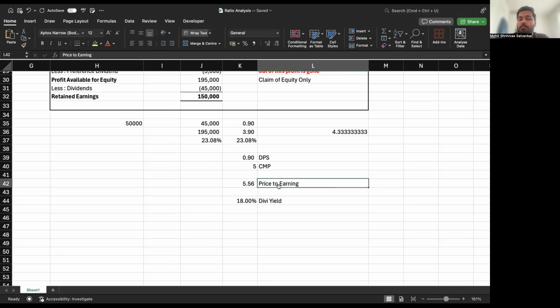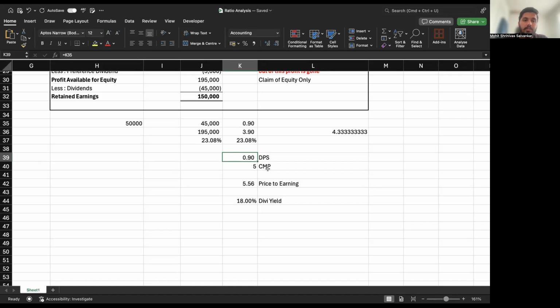Price is how many times of earnings? 5.56 times. What is the yield? We get 18% return if we invest in the shares today. We get this as dividend. So these two ratios are covered. Next is earnings per share. Now earnings per share is of two types: basic earnings per share and diluted earnings per share.